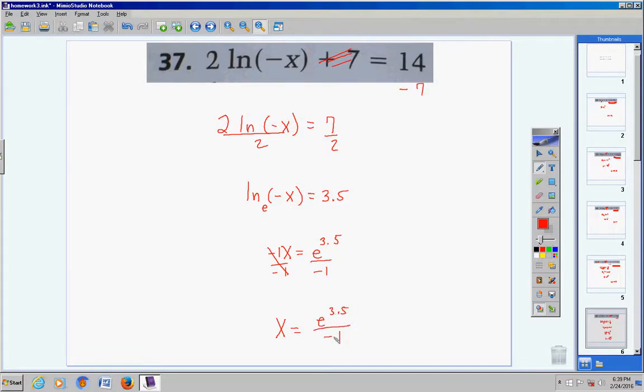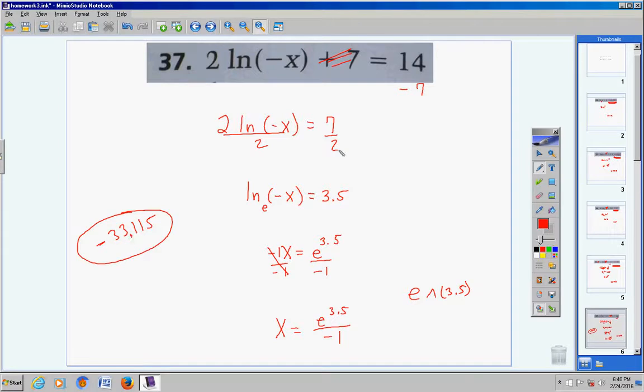So here's what you would type in. You would type into your calculator e, and of course this would pop up, then type in 3.5 and hit enter, then divide it by negative 1, enter. And if you do that correctly, the answer you're going to come up with is negative 33.115. Okay, now that might be the answer. It might not work. It might be no solution.